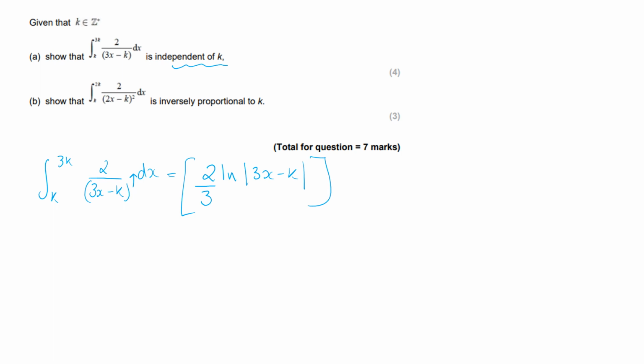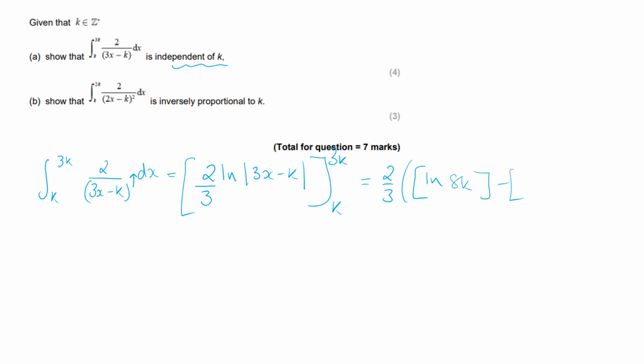Now we'll put our limits on the end of our big square brackets, and then we're going to substitute those limits in. So what I can do is take 2/3 out and then put the 3k in. So it's the ln of, if x is 3k, it's going to be 3 times 3k, so that's 9k minus k, which is 8k.